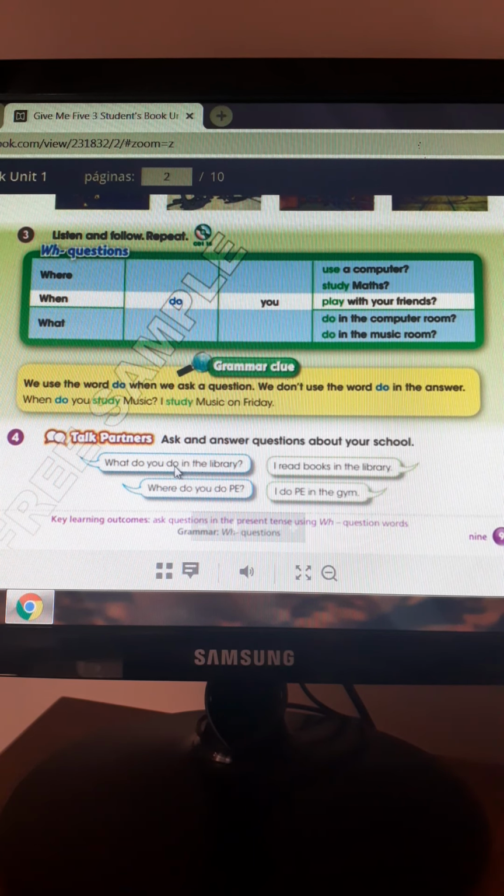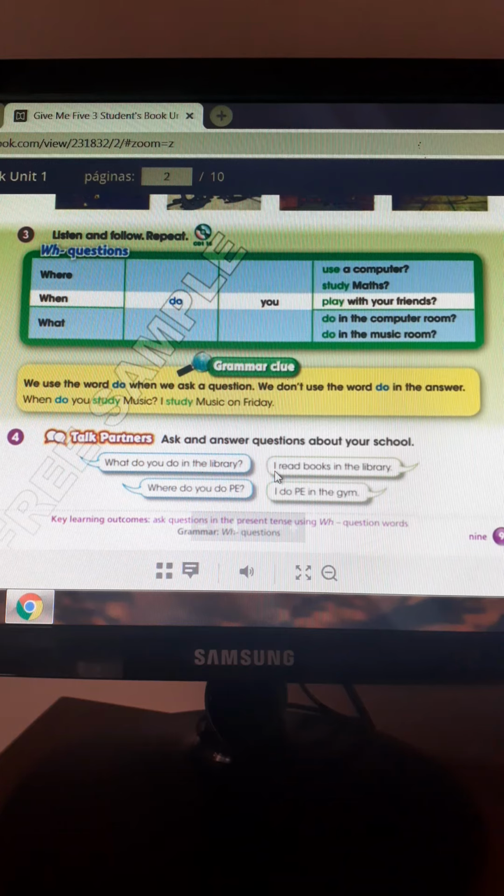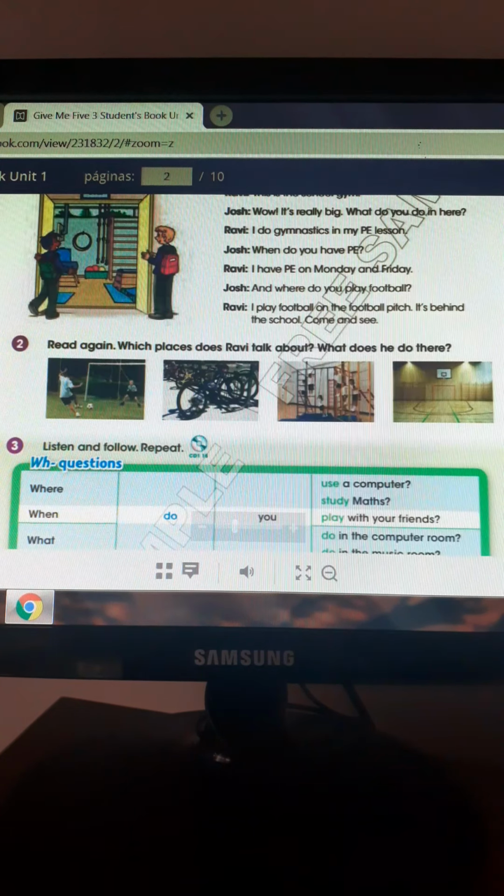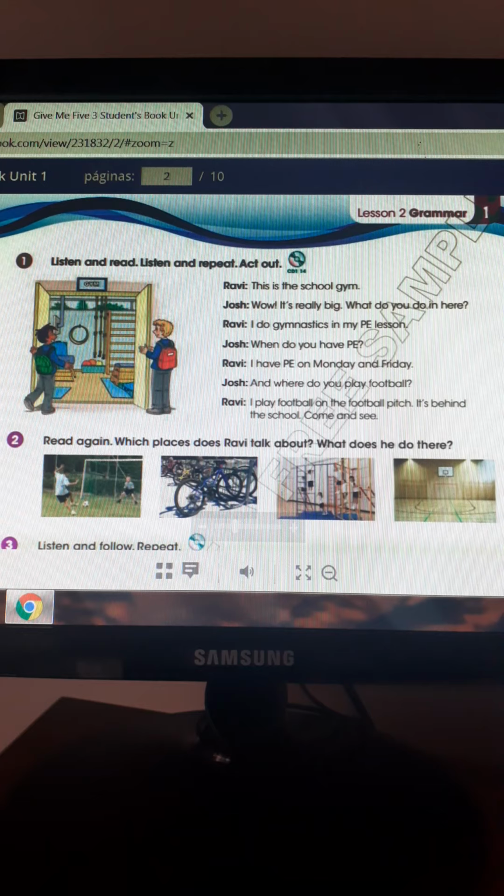And remember, when you do the question, in the question, you say you. What do you do in the library? But when you answer, you say I. Yo te pregunto a vos, pero vos respondes en primera persona, con I. Okay? Well, now that we have revised this, we begin with the listening.